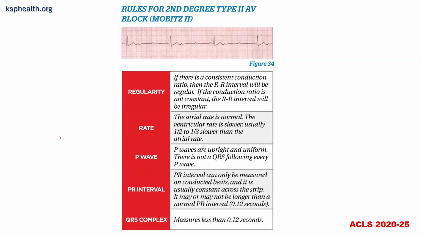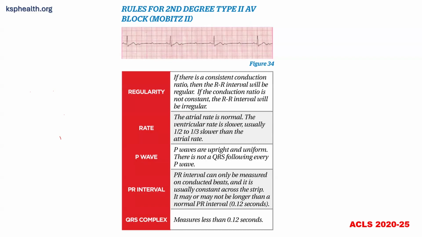The second degree heart block, type 2, otherwise called Mobitz type 2. If there is a consistent conduction ratio, then the RR intervals will be regular. If the conduction ratio is not constant, the RR interval will be irregular. The atrial rate is normal, the ventricular rate is slower, usually half to one-third slower than the atrial rate, meaning not all the P waves are conducted into the ventricles. The P waves are upright and uniform.